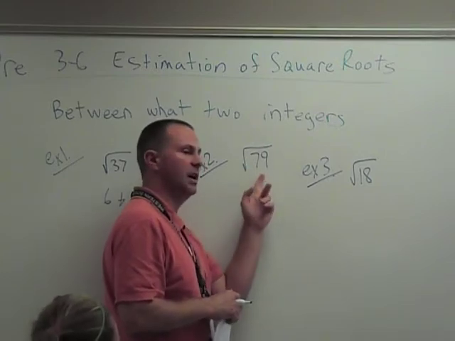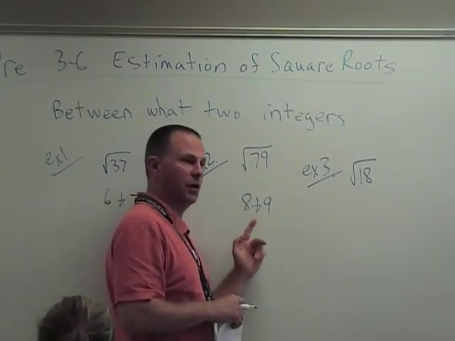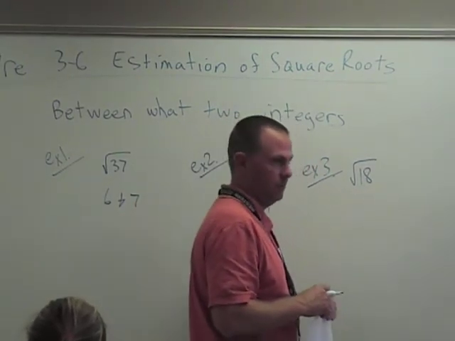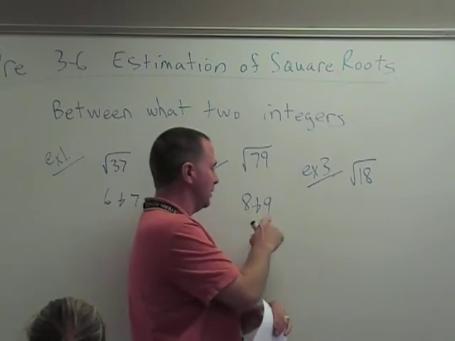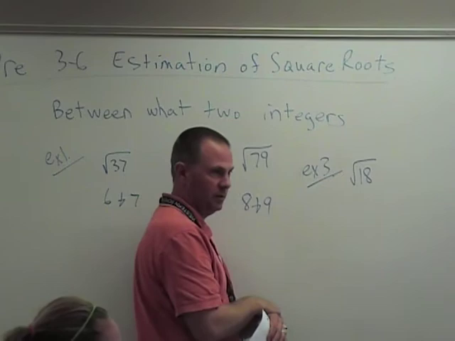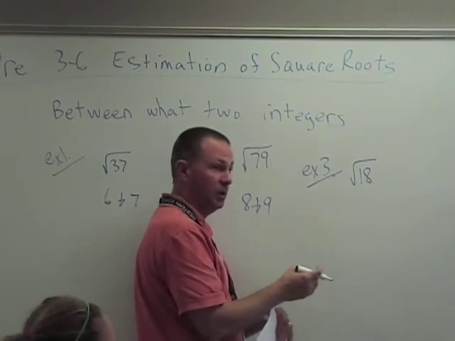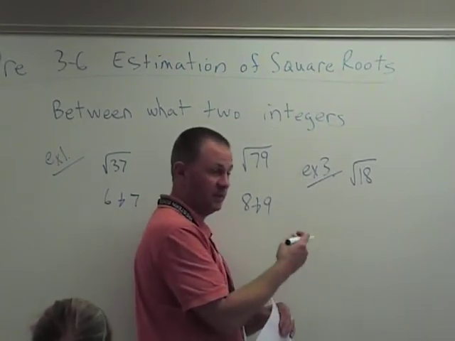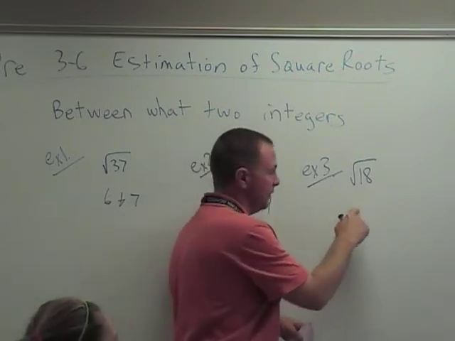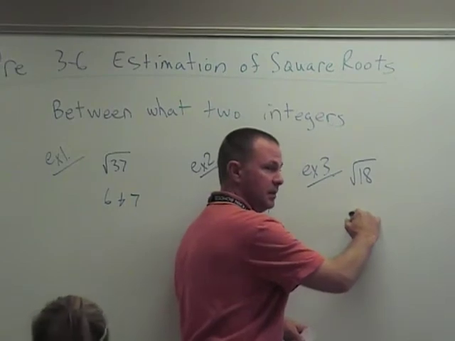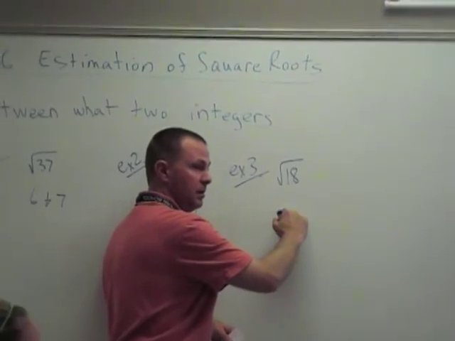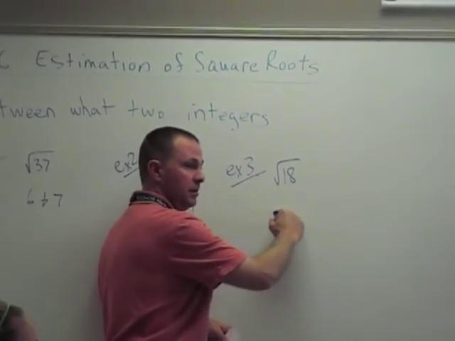When you take the square root of 79, you're going to get 8 point something, which falls between 8 and 9. But I'm wanting consecutive numbers. 8 and 9 are right after each other. 2 and 20 are not right after each other. Like 2 and 3, 3 and 4, 4 and 5, 5 and 6. 5 is 25, 6 is 36. Keep going.